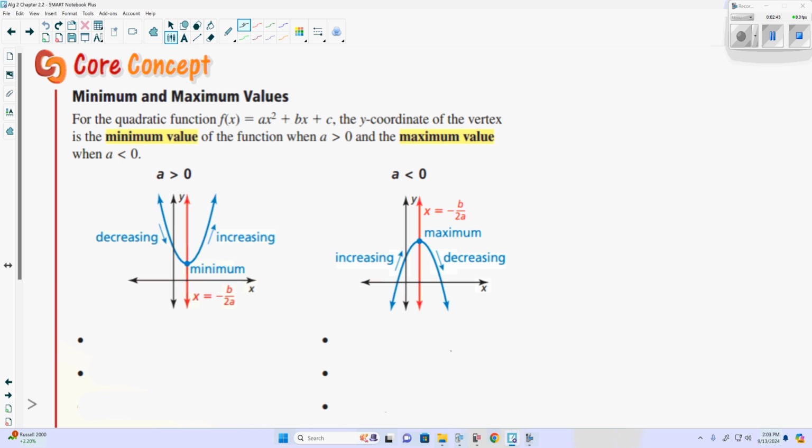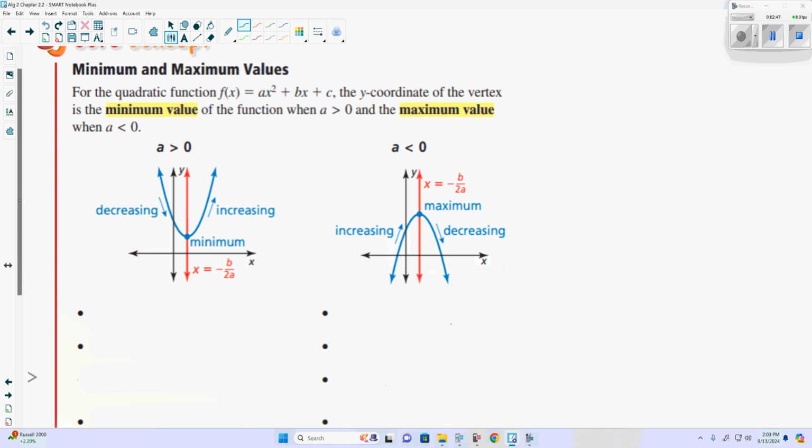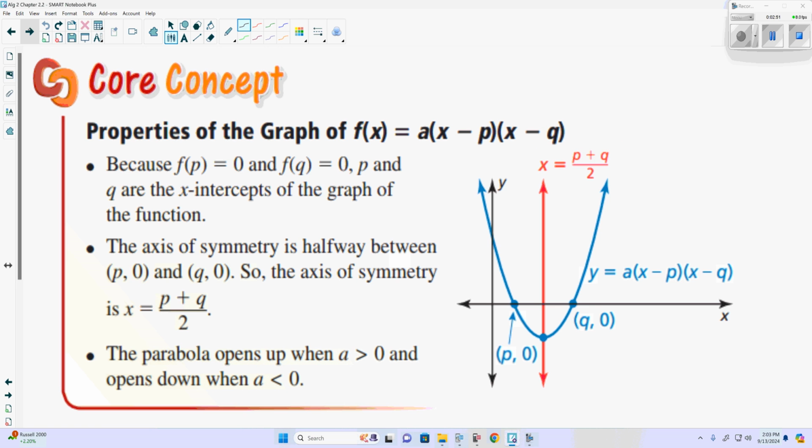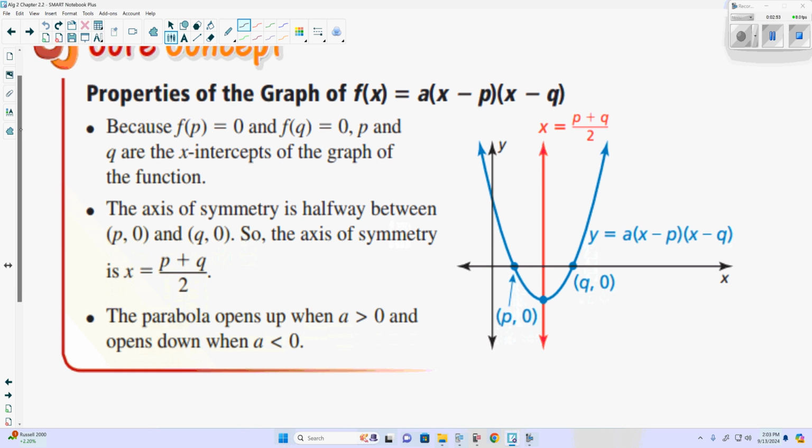All right, guys. Anyways, back to that. All right, guys, so the first thing we're talking about today is properties of the x-intercept form. This is the last form of quadratics we're going to be looking at. X-intercept form.